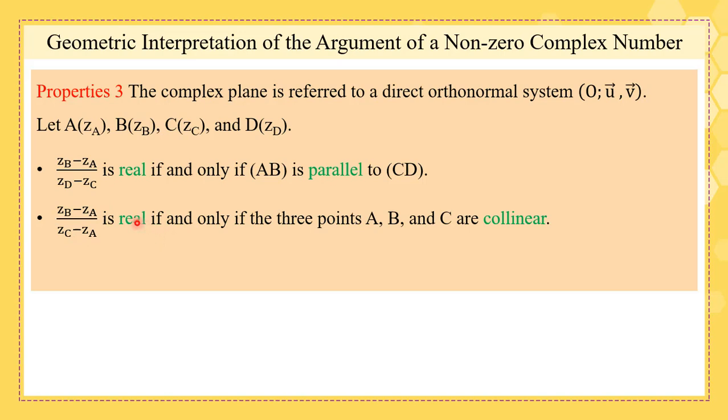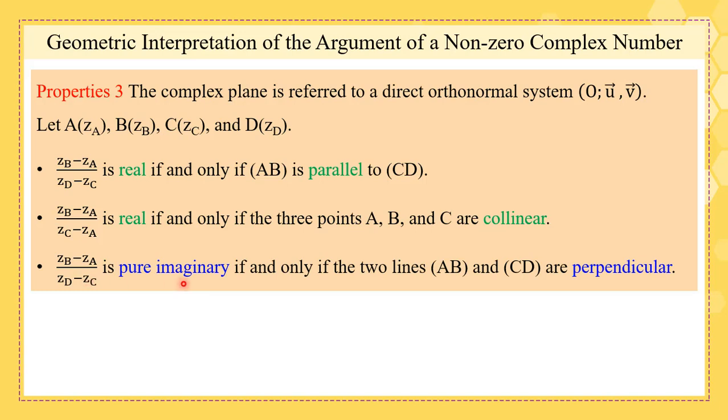This means that the two lines AB and AC are parallel, but having a point in common means that the 3 points are collinear. Finally, this ratio is pure imaginary if and only if the two lines AB and CD are perpendicular. So, what do we get from these properties?